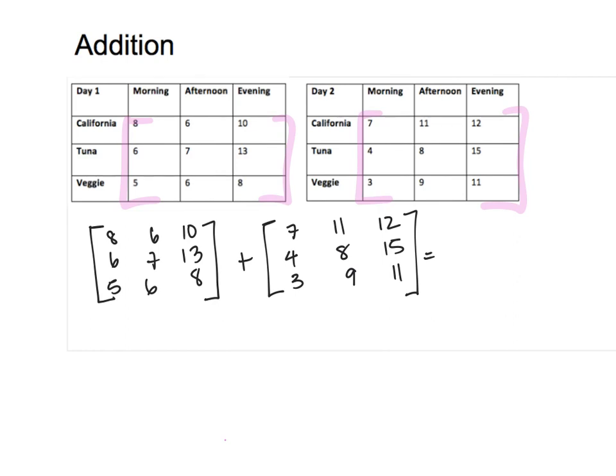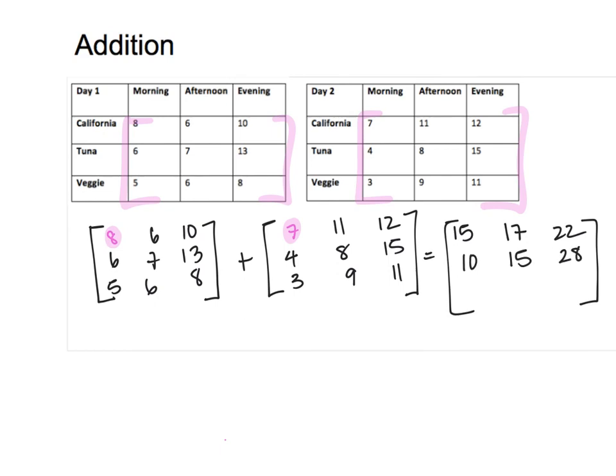So if you remember, how do we add matrices? We always take our corresponding elements and add them together. So I'm going to add the 8 with the 7, and that gives me 15. 6 plus 11 gives me 17. 10 plus 12 gives me 22. So that's the first row that I've added to get those numbers. Now I'm going to take the 6 and add it with the 4, on to the next row. And that's 10. 7 plus 8 gives me another 15. 13 plus 15 is 28.